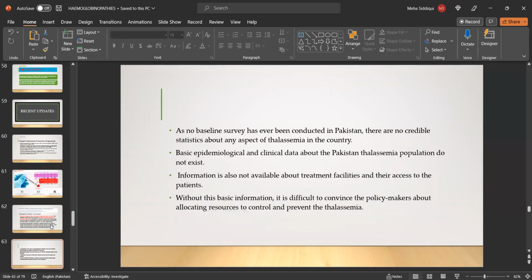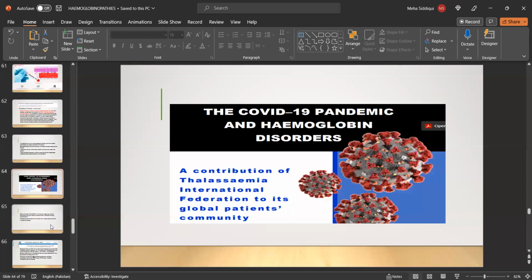As no baseline survey has ever been conducted in Pakistan, there are no credible stats about any aspect of thalassemia in the country. Basic epidemiologic and clinical data about the Pakistani thalassemia population do not exist. Information is also not available about treatment facilities and their access to the patients. Without the basic information, it is difficult to convince the policymakers about allocating resources to control and prevent thalassemia.